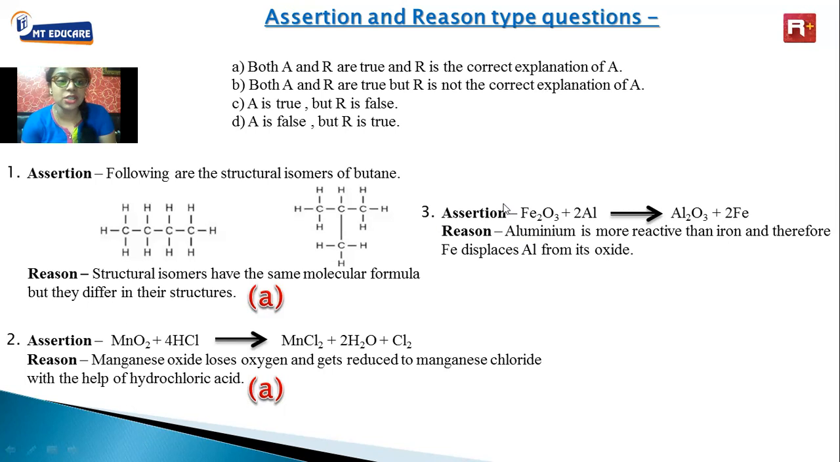But the assertion is true. So what will be the option? The option will be C. That is, A is true, but the reason is false. That is, the reason is wrong. Is this clear? So in this way, you have to answer the assertion and reason type questions. Fine?